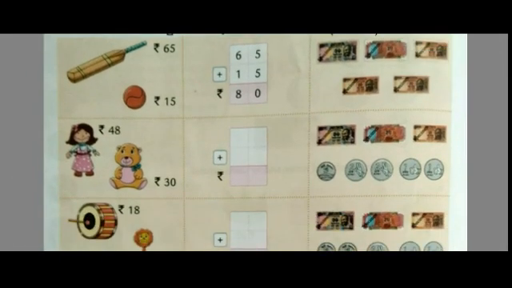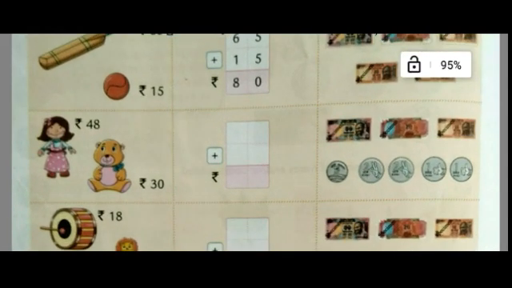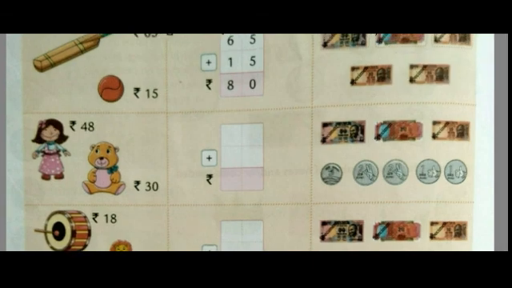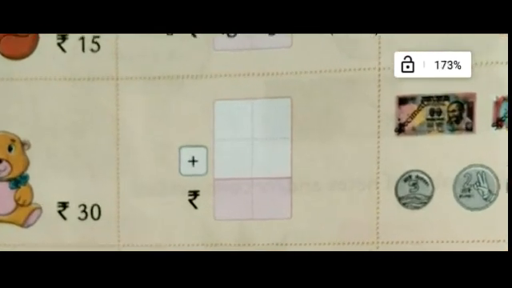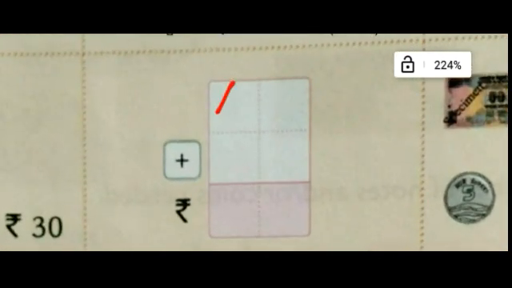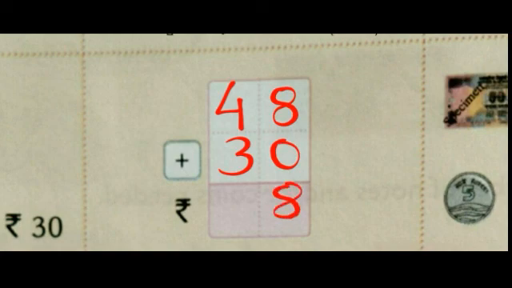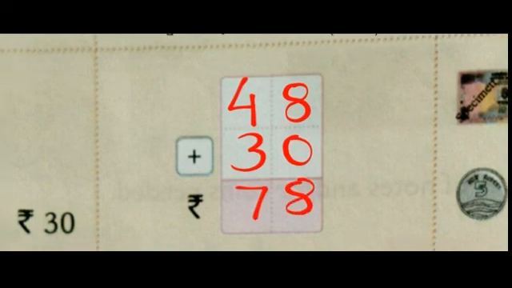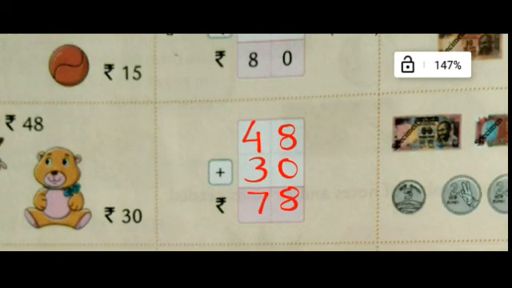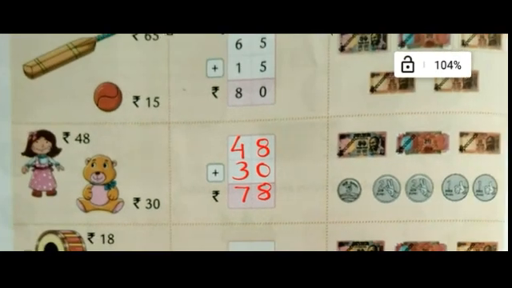We'll see the second one now. Okay. Here the doll is for 48 rupees and teddy bear is for 30 rupees. First we need to add the money. So we will do that. 48 and 30. First we will add them. It will give us 8. 4 plus 3, 7, so 78. So now we need to outline the money that is needed.